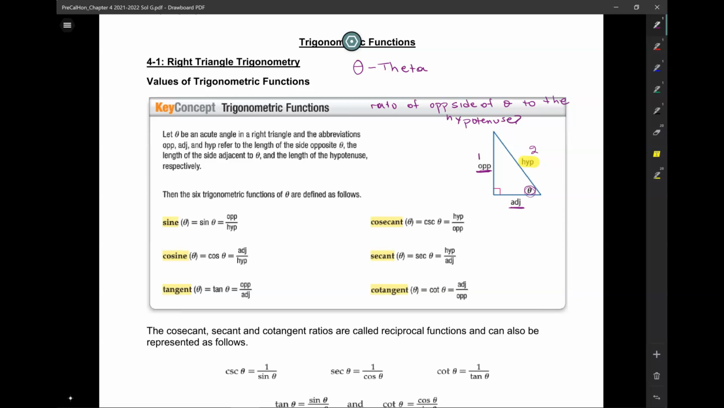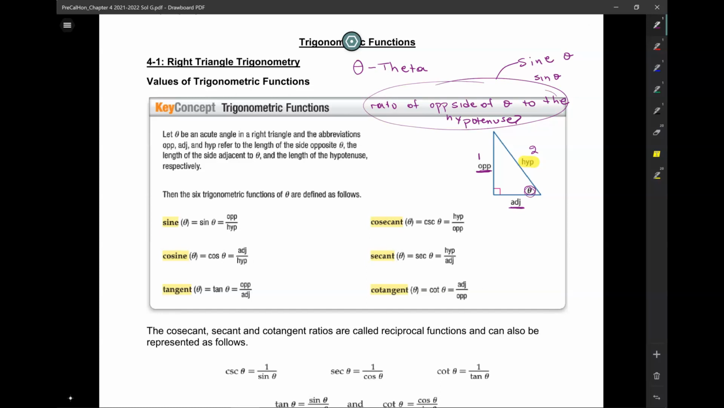Now, this statement, ratio of the opposite side of theta to the hypotenuse, is a mouthful to say. And the Greeks knew that it was a mouthful. So they figured out a notation to summarize that. All of that, they called sine of theta. And we abbreviate it even further as sin of theta. We don't call it sin. No, that's not a thing.